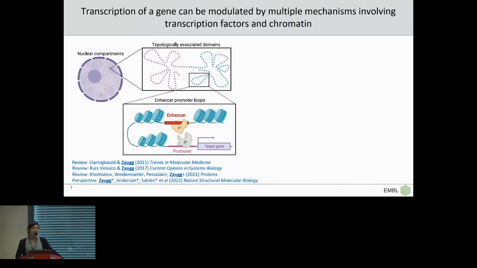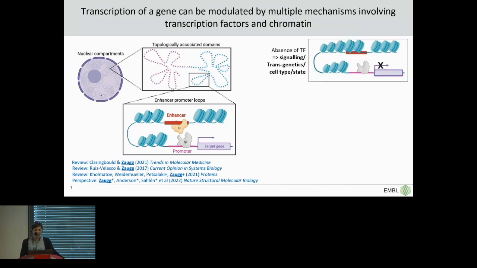So what is gene regulation? I just want to give you a very basic understanding of how I view gene regulation. Essentially, we have this nuclear compartment where we organize the chromatin. We have these three-dimensional loops where promoters link to enhancers. And if we now do this simple thought experiment and think about what may change the expression of a certain gene, which is the basic layer of phenotypic variation, of course, the absence of a transcription factor may repress the gene. So the gene may not be active because of signaling, because of a trans-genetic effect, such as a mutation in a transcription factor, or because of the cell type or cell state.